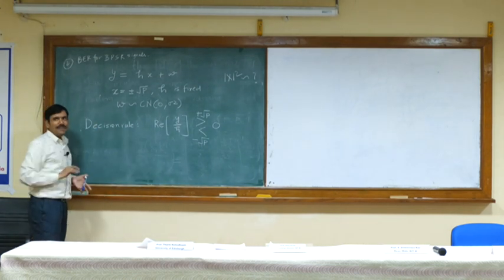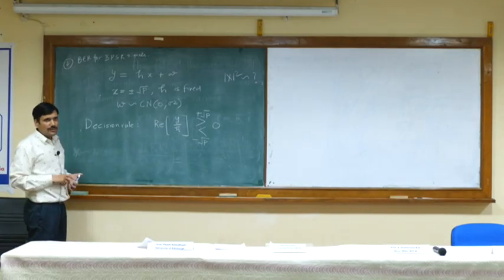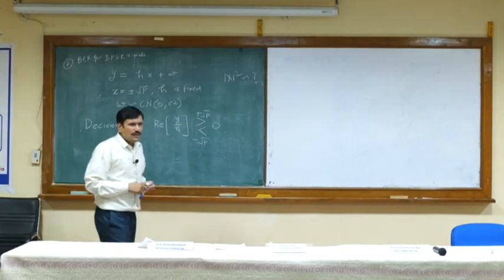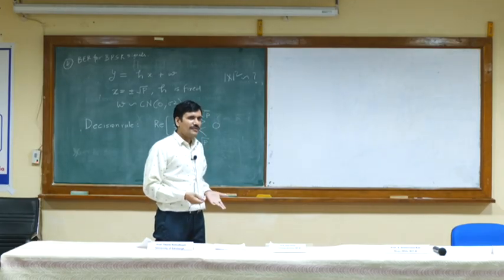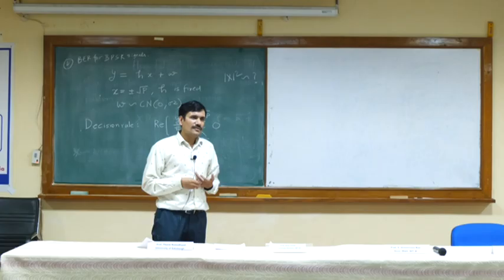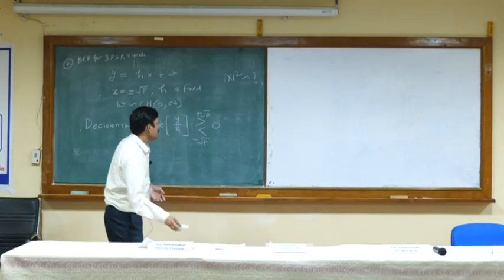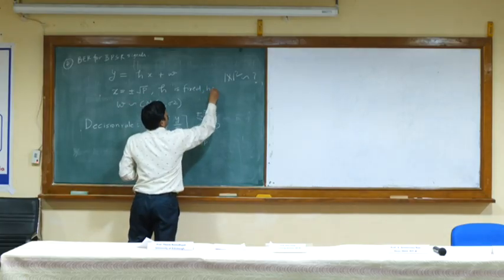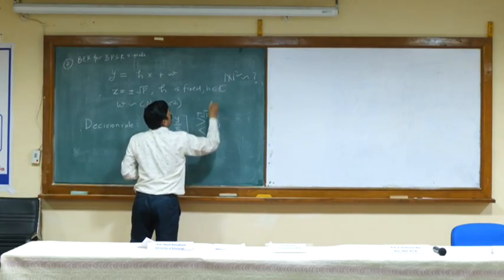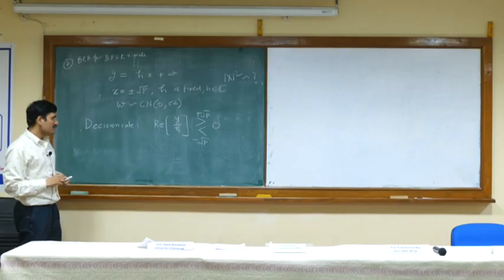So my decision rule is like this. No, I have assumed H is fixed complex. Yeah. Okay.